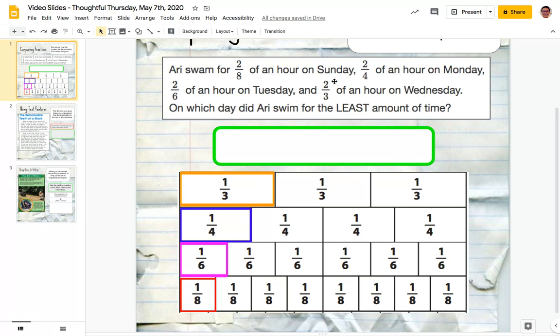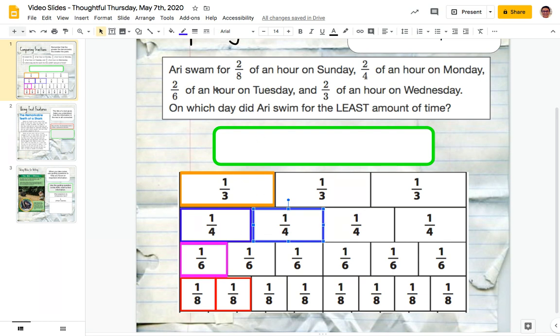So on Sunday, he swam 2/8. I'm going to go to my eighths. There's 1 and there's 2. So here is 2/8 for Sunday. 2/4 of an hour on Monday. So here I'm going to go to my fourths and I'm going to show 2/4. 1, 2. So from here to here, that's 2/4.